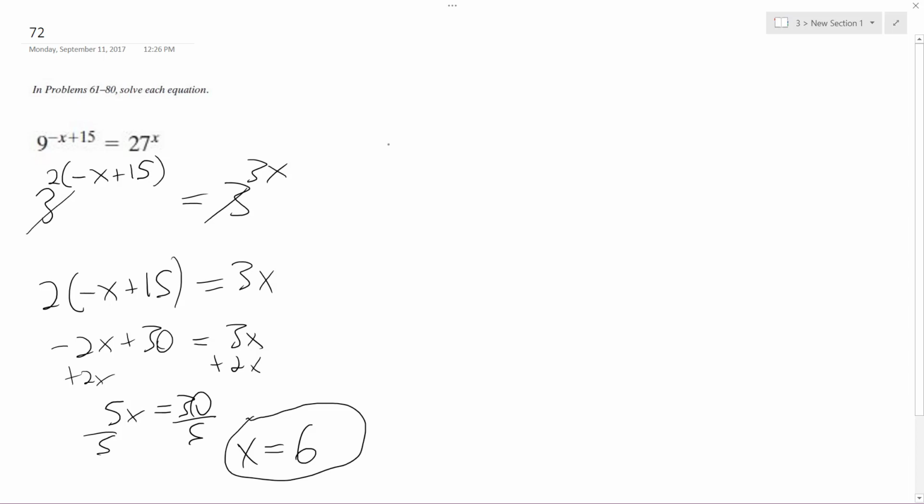Give me a second here. If you don't have a calculator, what I would do is just... So 9 raised to the negative 6 plus 15 is equal to 27 raised to the 6th. So this becomes 3 squared negative 6 plus 15 is equal to 3 cubed times 6.